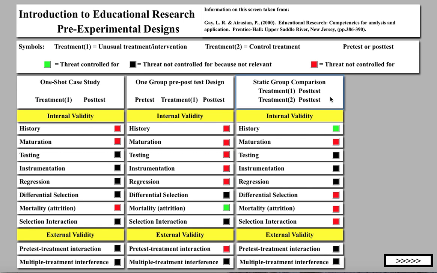Let's see how this goes. Each group receives some form of the independent variable. As an example, if the independent variable is the type of drill in practice, the experimental or the treatment group might receive computer-assisted instruction, let's say, and the control group might receive a worksheet drill in practice. The purpose of the control group, treatment 2 here, is to indicate what the performance of the experimental group would have been if it had not received the treatment.